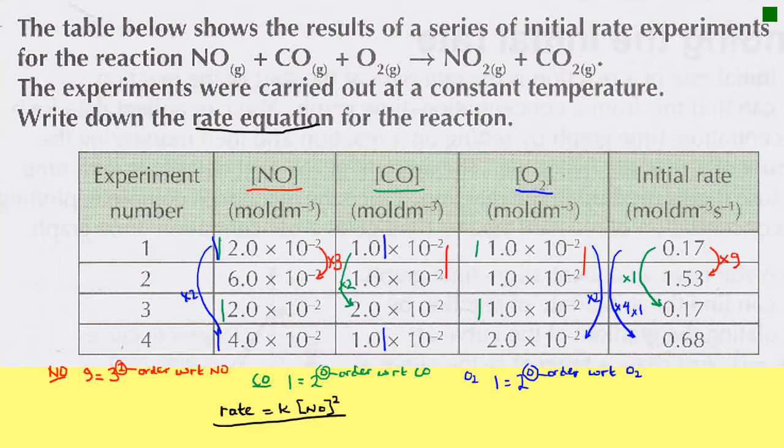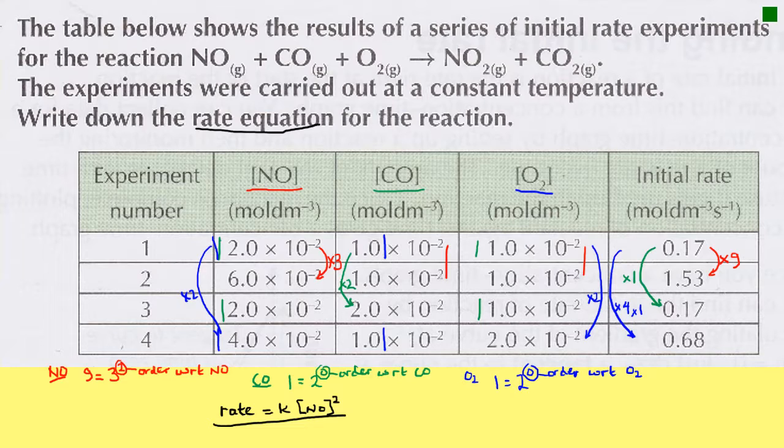But when we did that, look what happened to the rate. The rate didn't change. The rate stayed as 0.17 moles per dm cubed per second. So that means we can calculate the order of the reaction with respect to carbon monoxide.